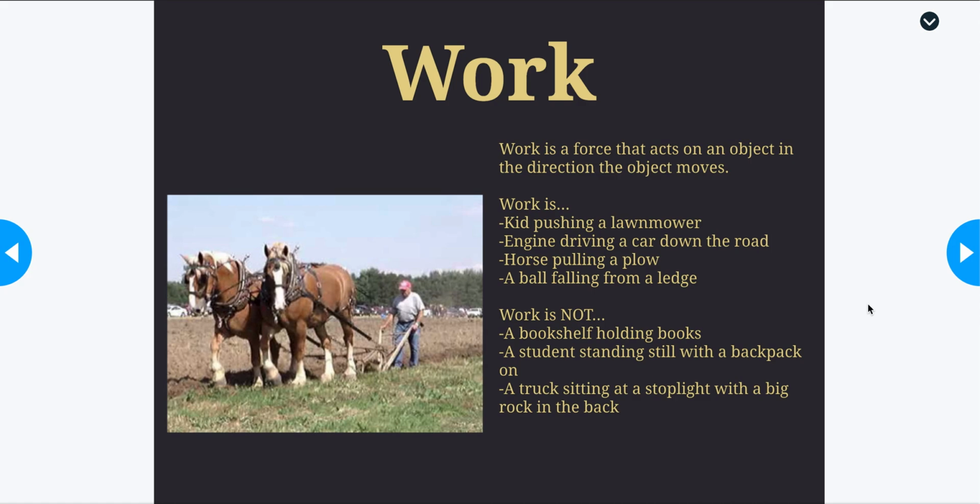A truck sitting at a stoplight with a big rock in the back. So even though that truck is sitting there and the truck has an engine in it and there's a big rock pushing down in the back, all those things with forces all around, the truck is not moving. Therefore, there is no work being done. So that's the thing that we're really going to focus on here, is that in order for work to be done, you have to have a force acting on an object in the direction that object moves.